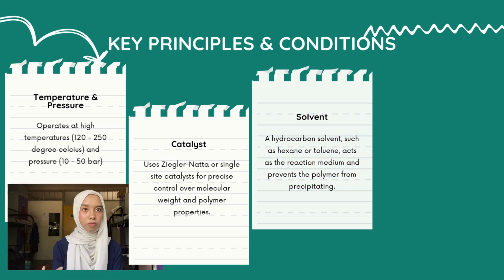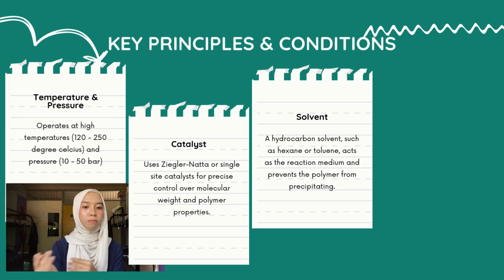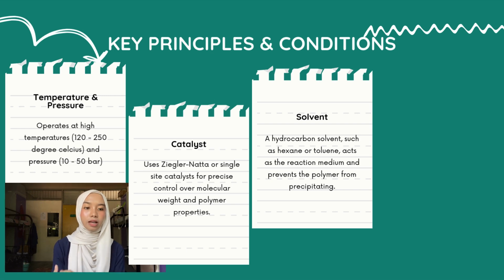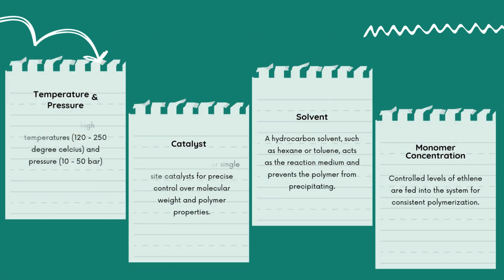The third one is solvent. A hydrocarbon solvent such as hexane or toluene acts as the reaction medium and prevents the polymer from precipitating. And the last one is monomer concentration. Controlled levels of ethylene are fed into the system for consistent polymerization.